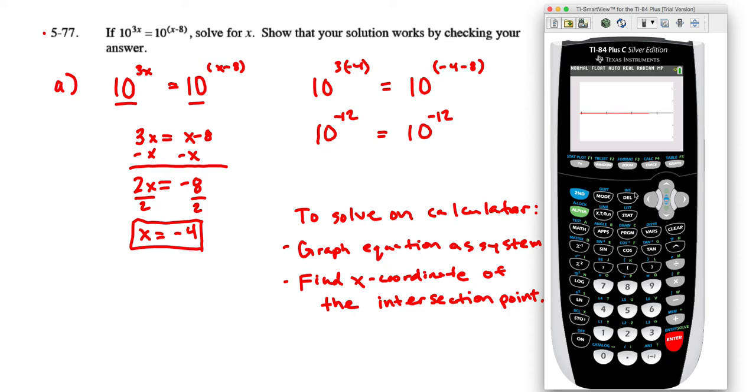These numbers are so small that it's still going to be hard to tell where the intersection is just by looking at the graph here. But if we do second trace, let's do intersection. Let's see if that'll help us. Enter, enter, enter. It tells us the intersection is at negative 4. So we can conclude that it is going to work. That's just another method for solving it there.